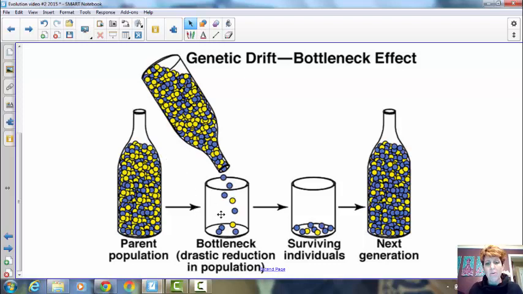And when you pour them out, by chance, these survivors, these ones that are surviving this great reduction, so maybe there was a plague, or maybe there was Ebola, or there was something that really wiped out a lot of the members of the population. Looks like the majority that survived have the blue instead of the yellow, so by chance your population has a different gene frequency or allele frequency than the original population.